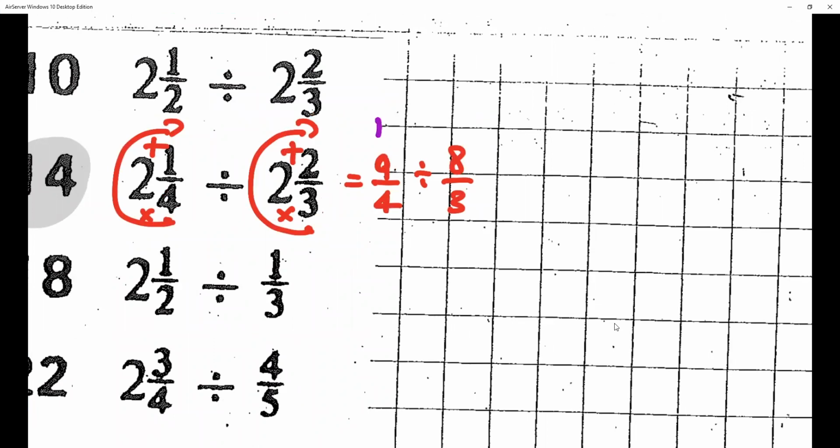So we're going to keep this one, flip that one, and change the middle one. I was just thinking, why is it KFC? Students have learned it's KFC. It's actually KCF. But never mind, KFC sounds good. Keep, flip, and change. So we are going to change the division into a what? Times. And the second fraction, we're going to flip it. Flip the 8 and the 3.